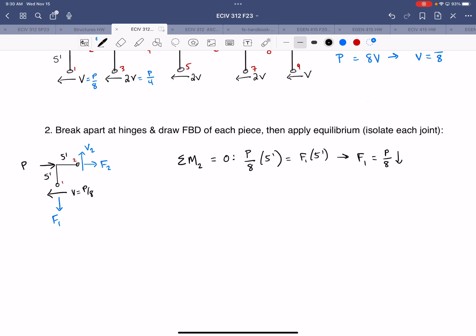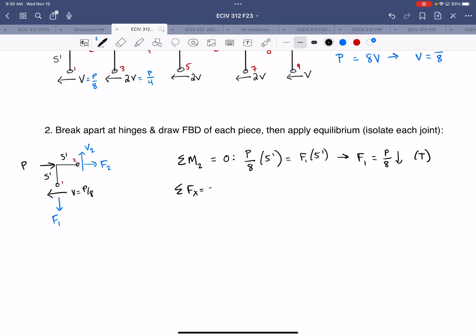So is that column in tension or compression? What do you think? That's correct, it's in tension, right? So the rules for determining that are the same as what we talked about for method of joints for trusses, right? If the force is shown acting away from the joint, then it's in tension. If it's shown acting towards the joint, then it's in compression.